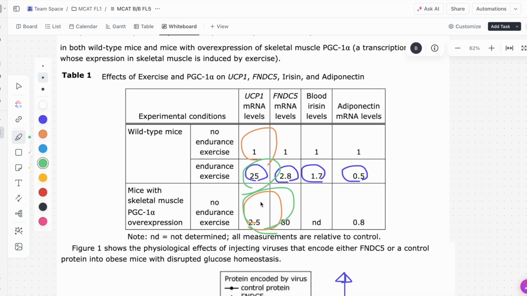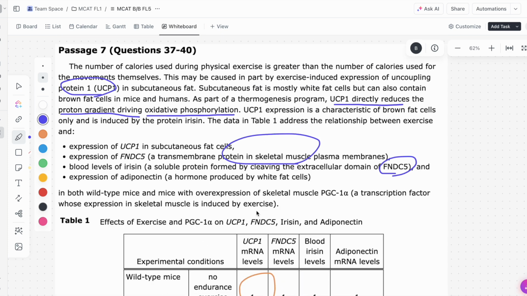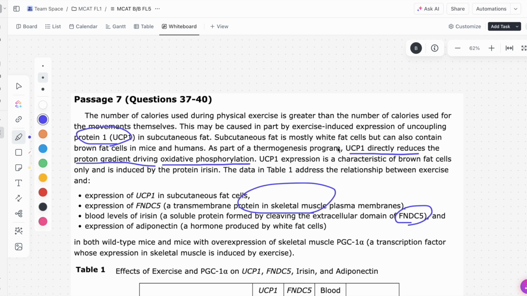Well, what can we think about lower body weight? What we have here is that UCP1 mRNA levels increase when you have skeletal muscle with PGC1 alpha overexpression compared to just wild type mice. So we're going to go back to these two orange groups that we're comparing right now. We have higher levels of UCP1. What does UCP1 do? Remember, this is something that directly reduces the proton gradient, driving oxidative phosphorylation.